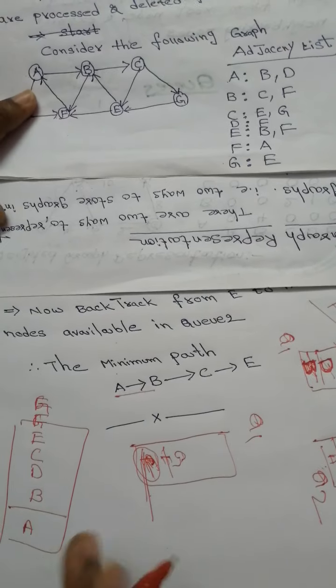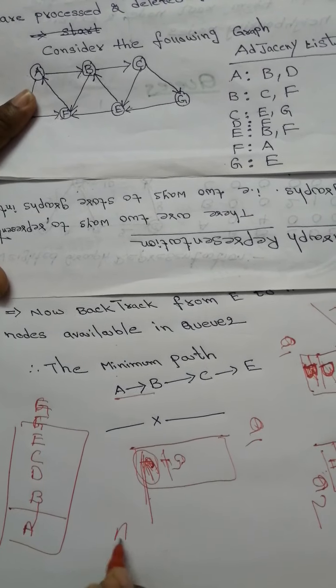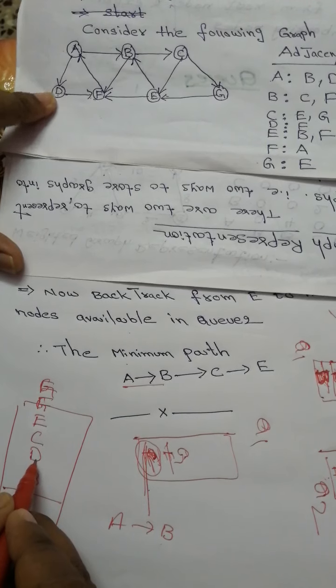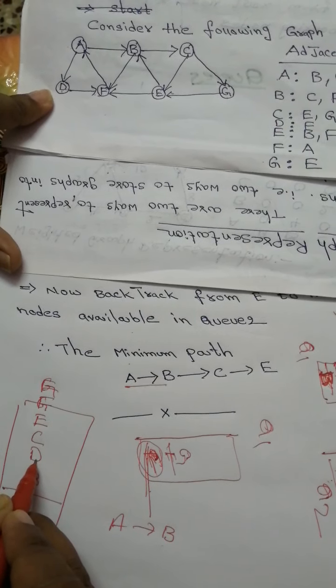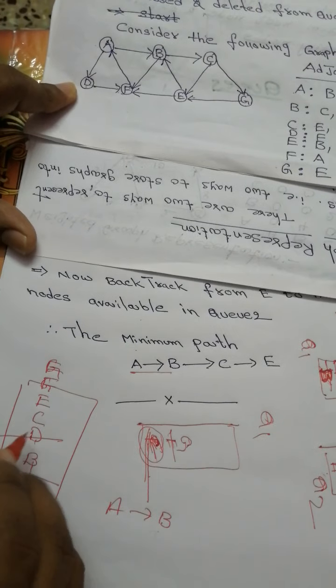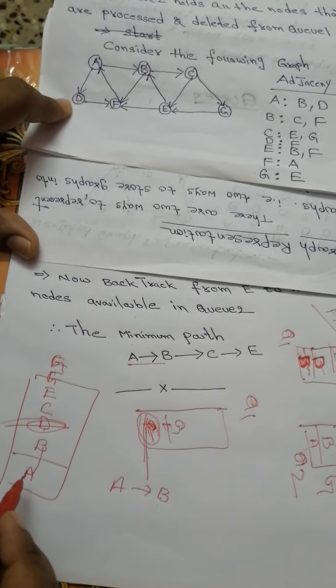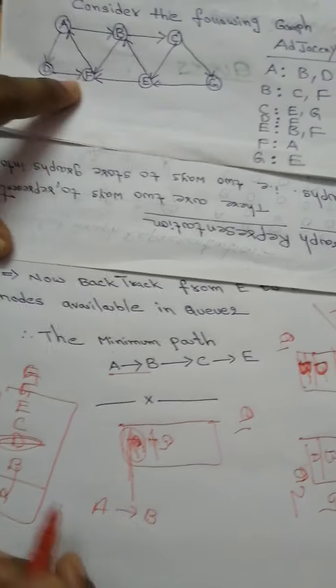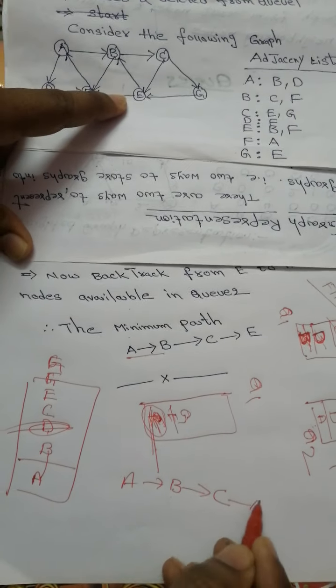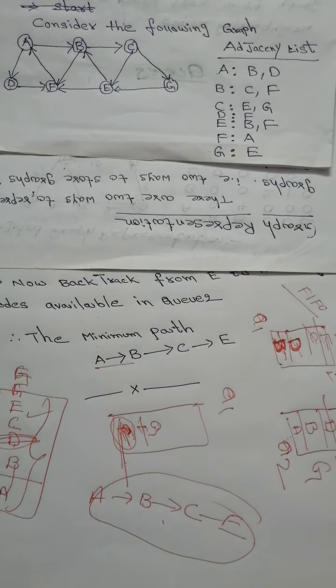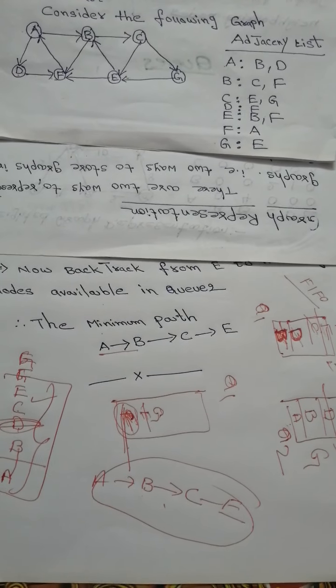Take the minimum path: A to B. Can I move from B to D? After B there is D, but it is not possible to move from B to D. So eliminate traversing from B to D. Delete it, remove this node. Next, B to C, and then C to E. This is the traversal. So this is the minimum path obtained in traversing from A to E.